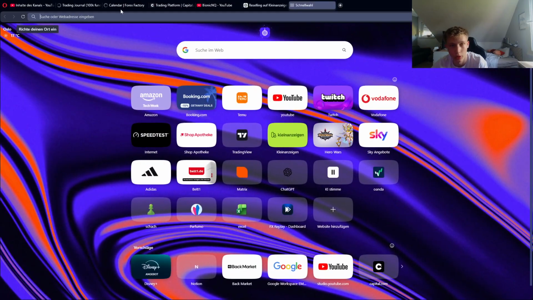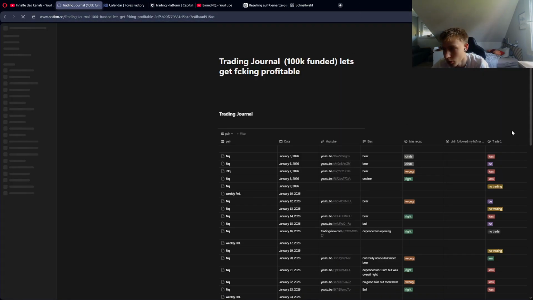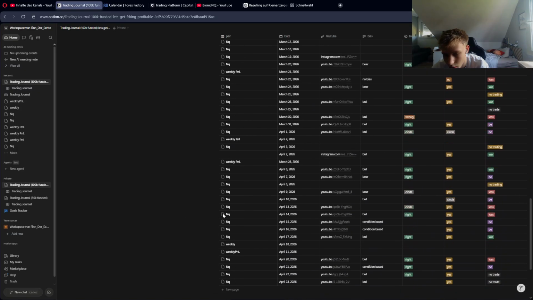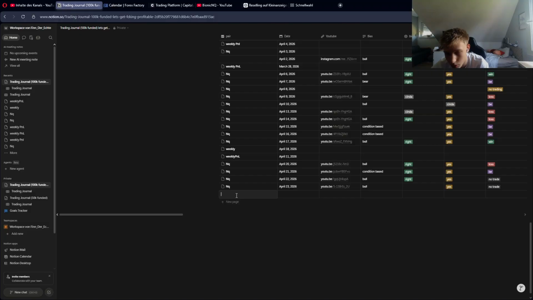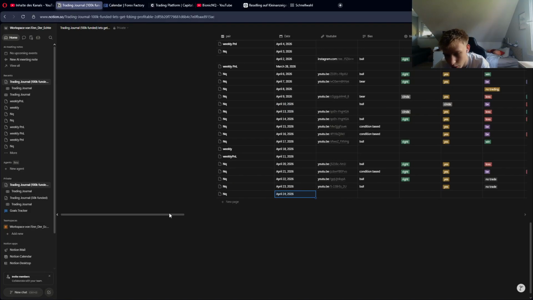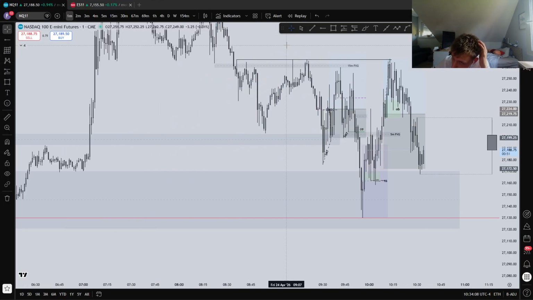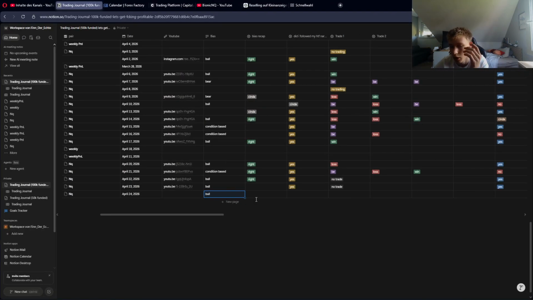Hella sauce. So let's just go and journal this right here. Let's just go down. April 25th. My bias was all up to these equal highs, so it was just like the draw on liquidity, the DOL was right.